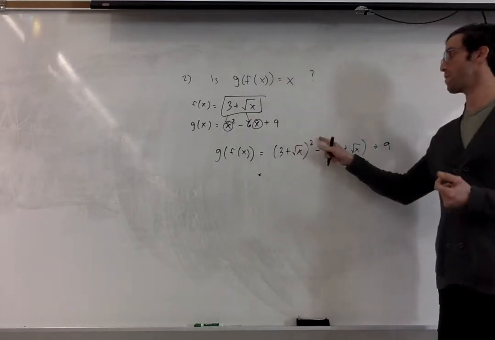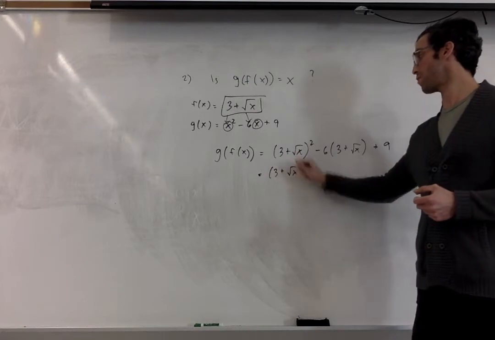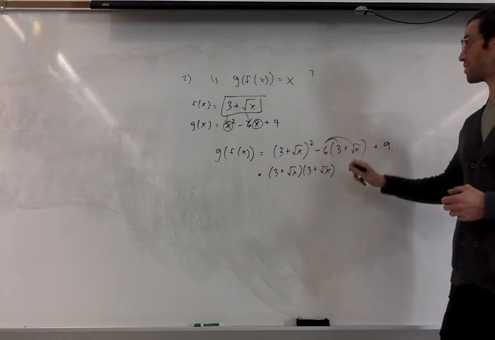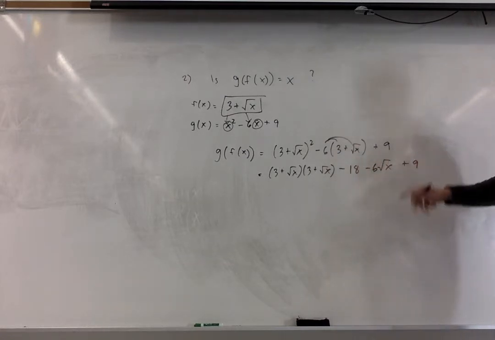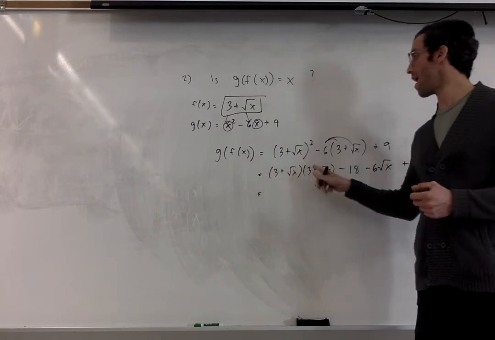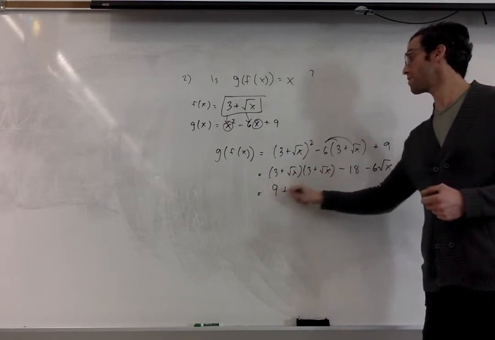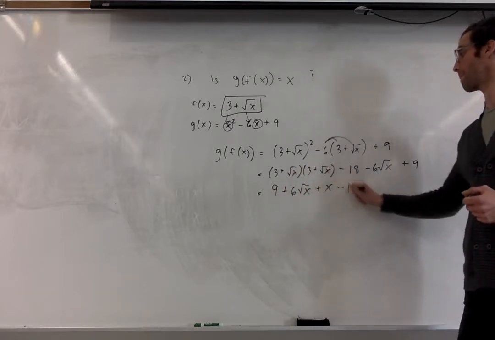Remember, we can't distribute an exponent over addition, so we have to write this out twice. And then we can distribute the negative 6, minus 18, minus 6 root x, plus 9. Foiling here, we get 9 plus 3 root x plus another 3 root x. So we get 9 plus 6 root x. Root x times root x is just x.